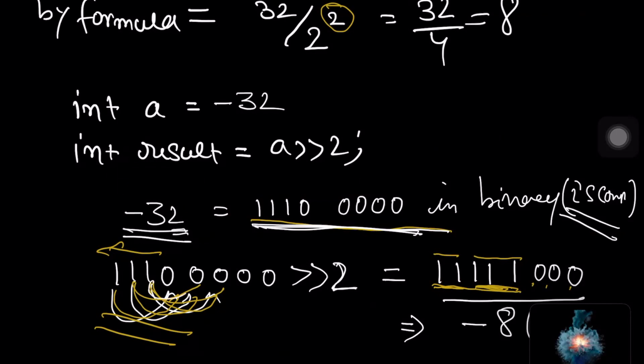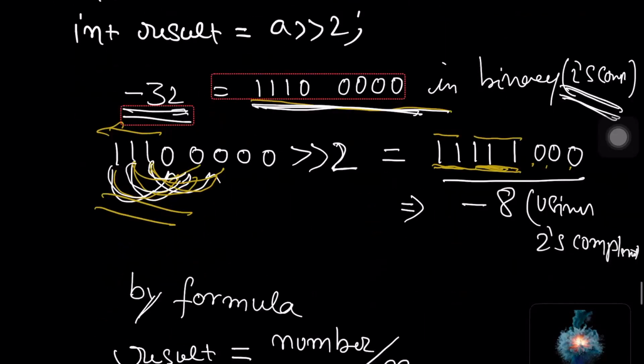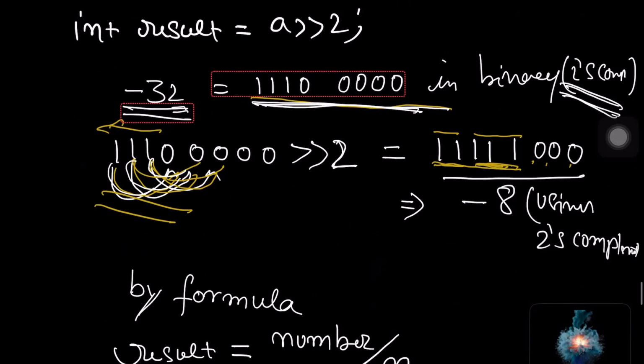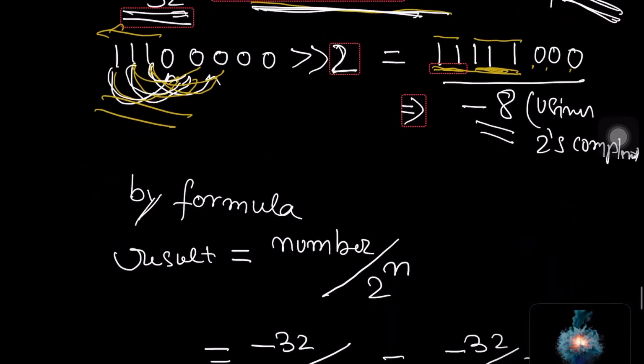So I'm just moving all the ones towards the right, and the leftmost side, as I said, if you have a negative number, will get filled by 1. If you are a positive number, it will get filled by 0. And for positive, there is no need to do second complement representation. Okay, clear till here? And when you convert this result, you will get minus 8, which is a signed number.